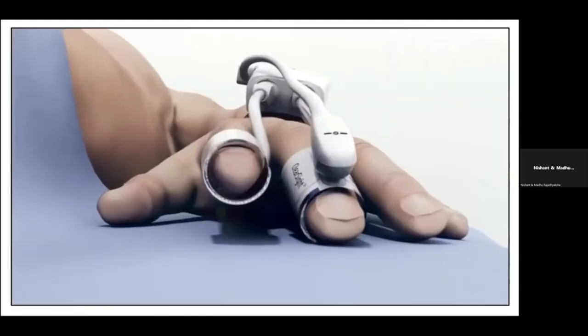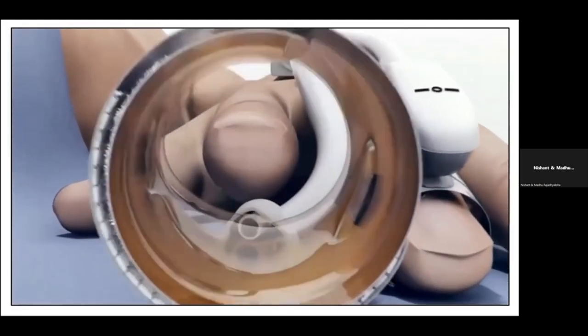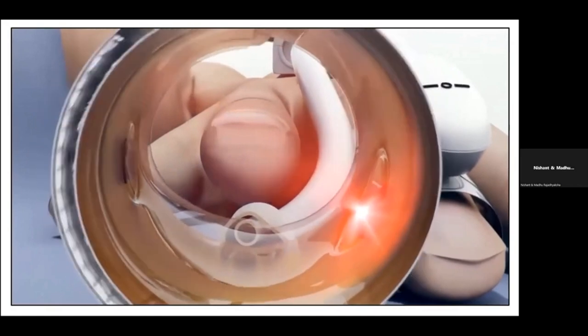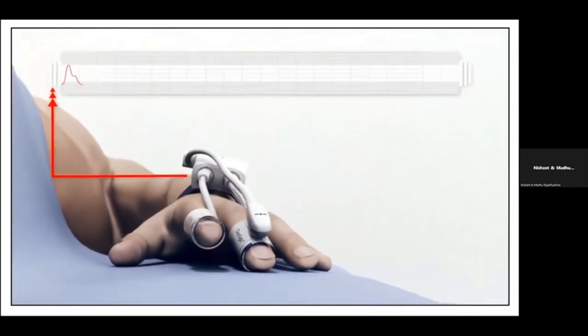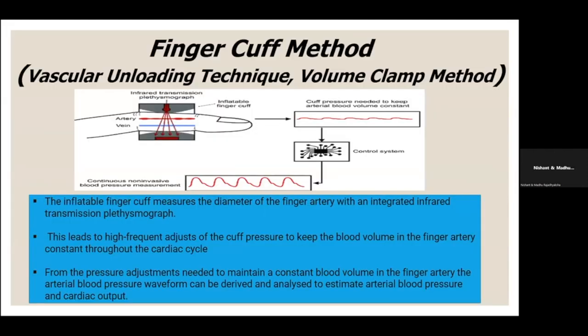The ClearSight finger cuff, along with its infrared sensing technology, measures blood pressure variation over time and displays the resulting arterial waveform. The inflatable finger cuff measures the diameter of the finger artery with an integrated infrared transmission plethysmograph. This leads to a high frequency adjustment of cuff pressure to keep the blood volume in the finger artery constant throughout the cardiac cycle.